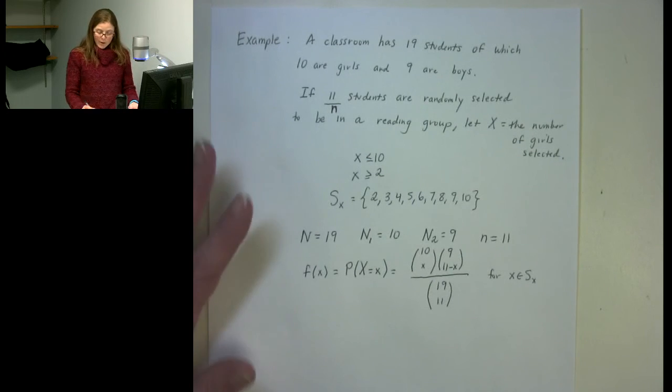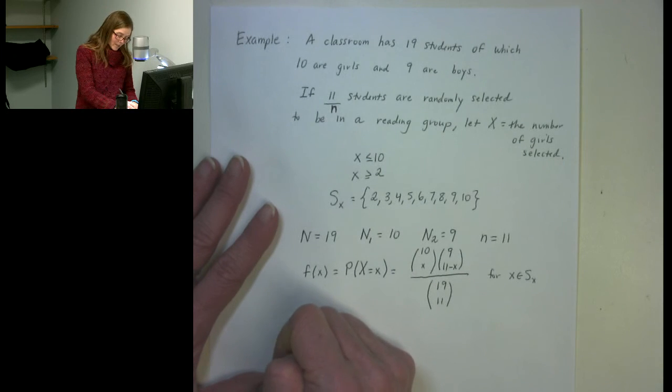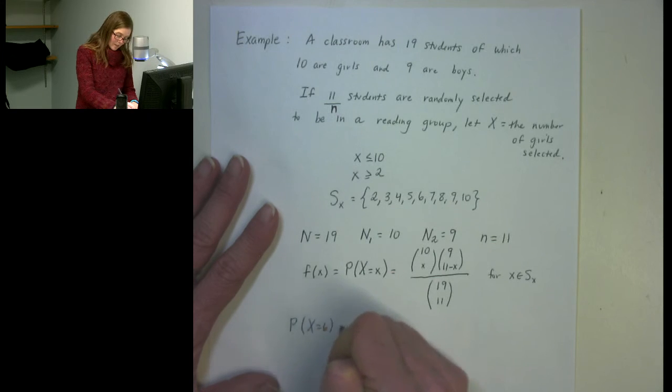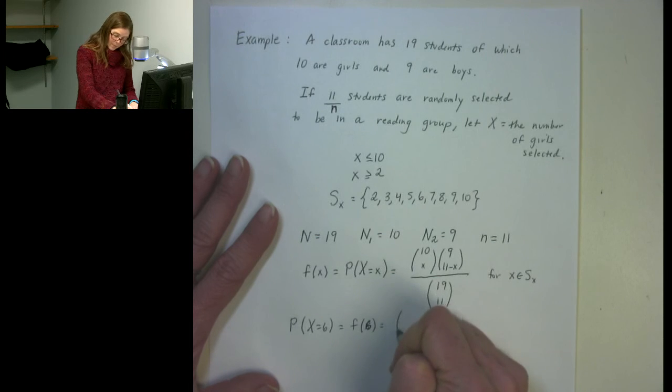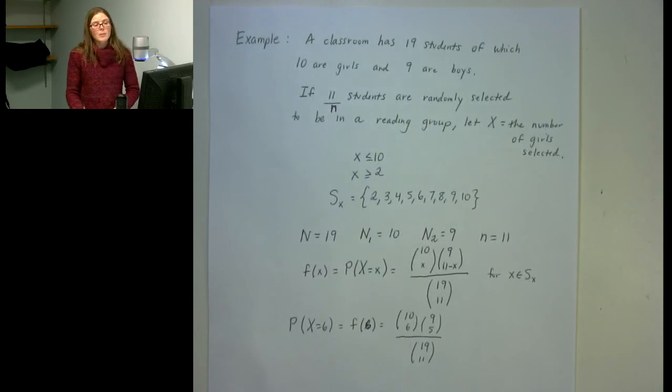So if I want to find the probability of choosing 6 girls, I can do that by taking f of 6, which will give me 10 choose 6, 9 choose 5, divided by 19 choose 11. And I can calculate the probability that way.